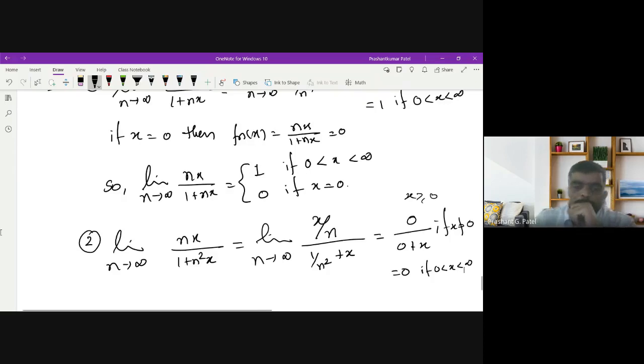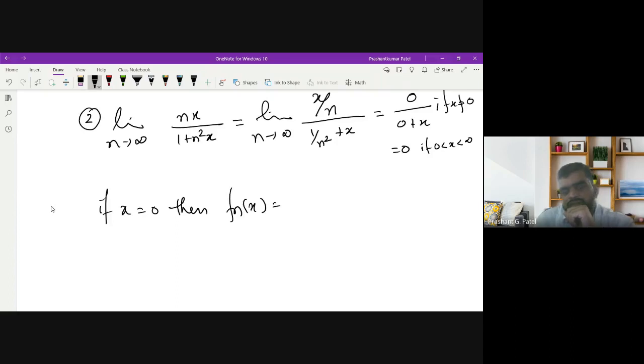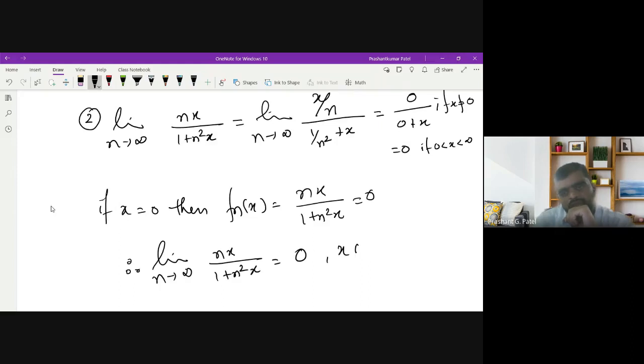And what will happen at x equal to 0? If x is equal to 0, then the sequence of functions, fn of x, which is nx upon 1 plus n square x, if you put x equal to 0, this will be 0. Therefore, the limit of this function nx upon 1 plus n square x is 0 for any x greater than or equal to 0. So here it is a continuous function, a zero function you will have.